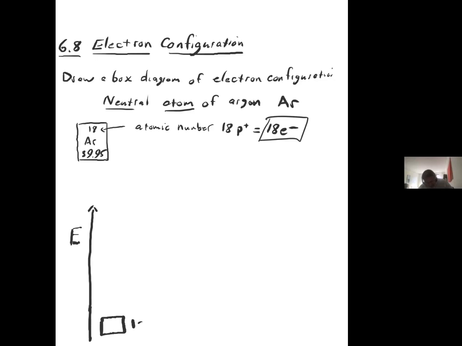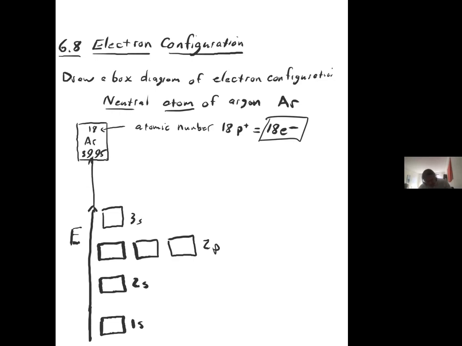Okay, so here's your 1s. Here's your 2s. Here's your 2p. Here's your 3s, 3p. Now, I know what's going to happen, so I'm not going to go beyond 3p. Okay, I'll stop right there. Okay, so 18. So here's what you do. Maximum 2 electrons per orbital.